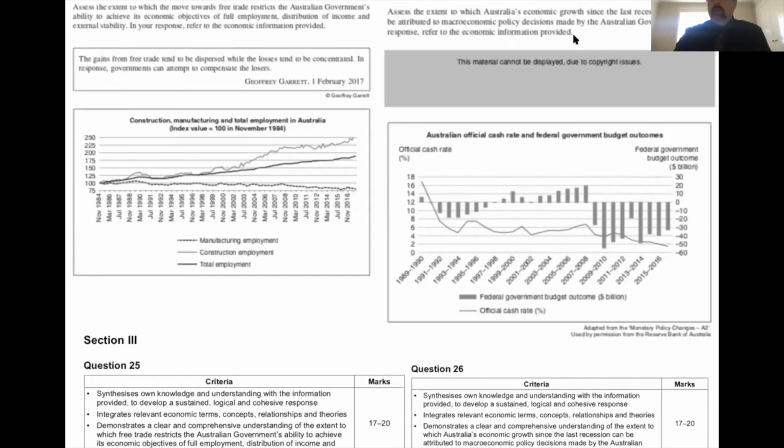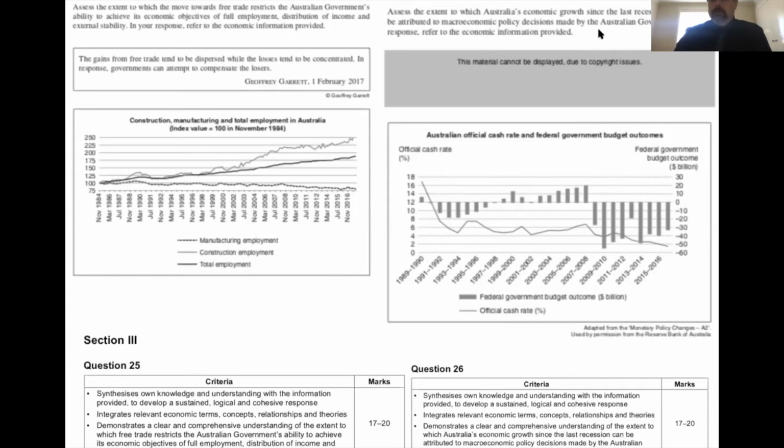On the other side, we've got the same verb, see that, assess, and that's not always the case. So we've got an assess, the extent to which, so same sort of idea, we're making a judgment based on size and value. And this one's on economic growth, since the last recession in 91 to macro policy. So we've got a question on trade and objectives, and we've got a specific look at economic growth and macro policy.